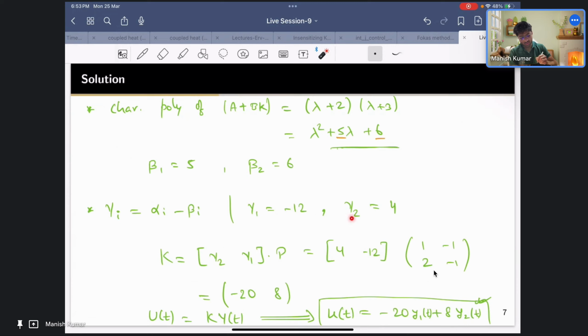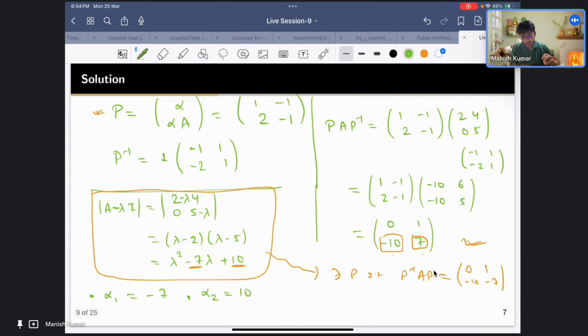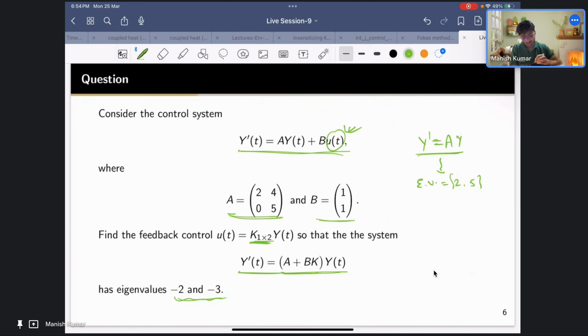Now just subtract it here, and then you got this K, which is gamma 2 times gamma 1 times the matrix p. This is the only thing that you need to remember, that the K has this form. And then you are done. This is your K, and hence you got the u. So this was the case when m was 1, that B was just a vector in R^n.